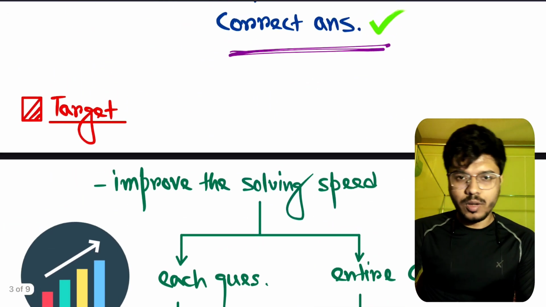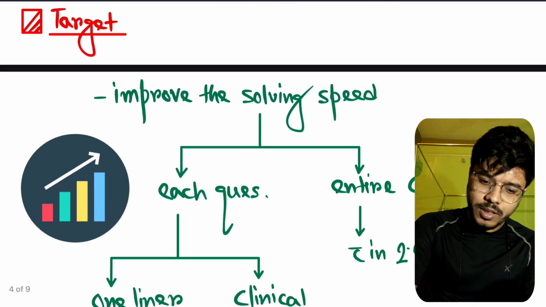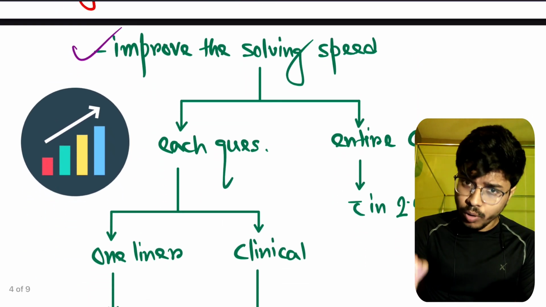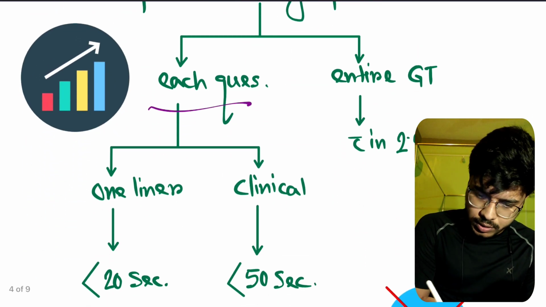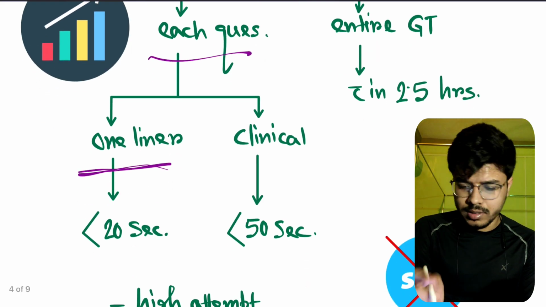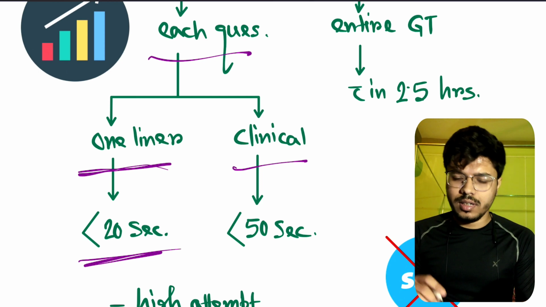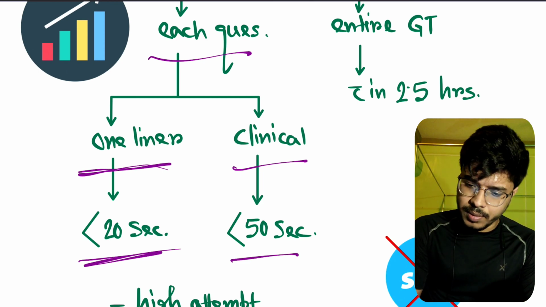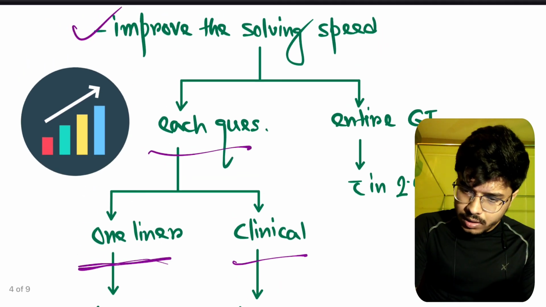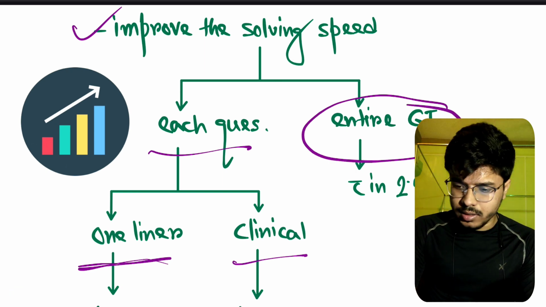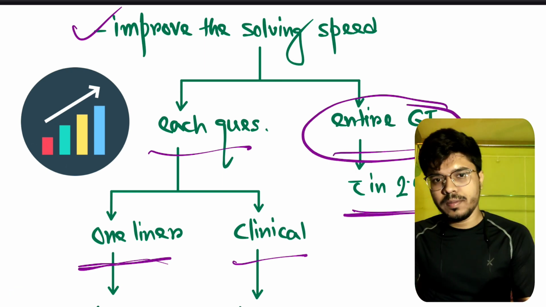Now the targets. Targets are to improve the solving speed. For each question, if the question is a one-liner, then try to give the answer in less than 20 seconds. If the question is lengthy or clinical, then try to give the answer in less than 50 seconds. Try to finish the entire GT within 2.5 hours.